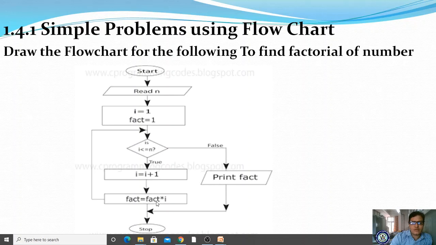Now what is the fact value? 1 into 2 is 2. Afterwards where is the control going? The control is going here. Now what is the new value of I? 2. 2 less than or equal to 5, condition true.